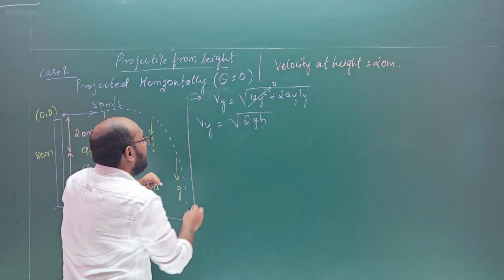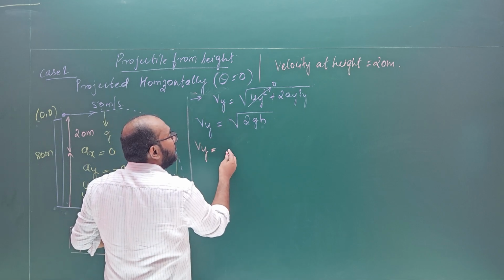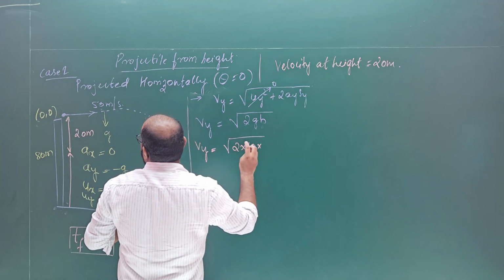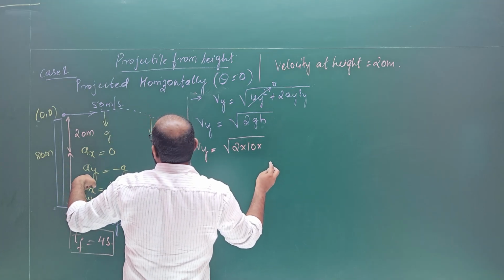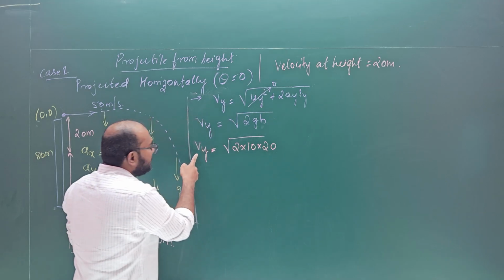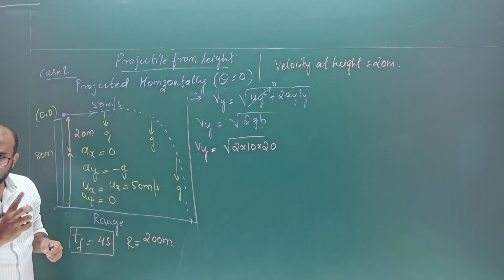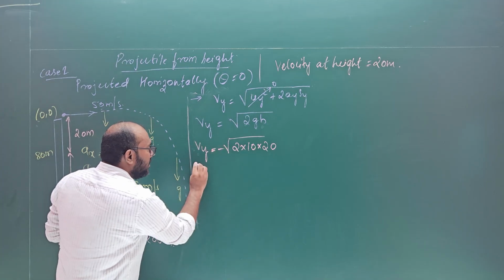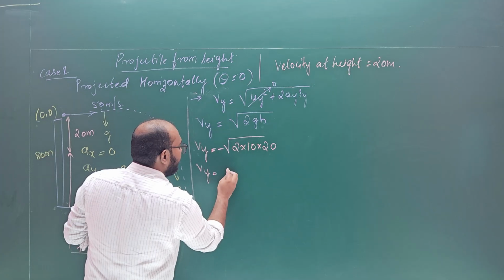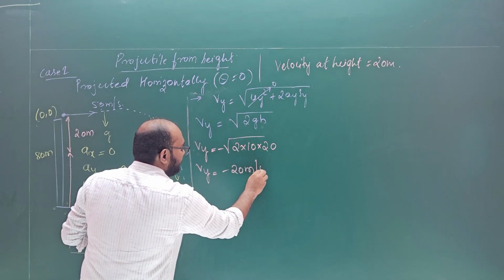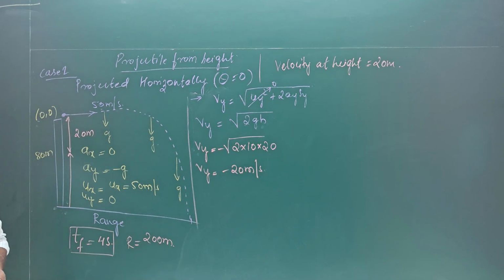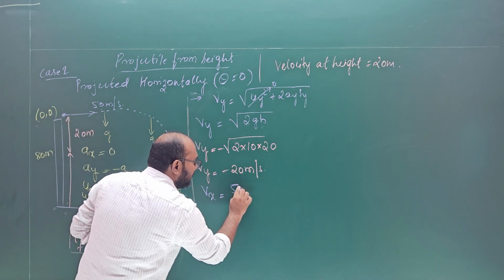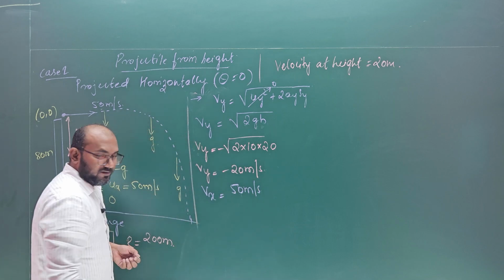Now, Vy is nothing but under the root of 2gh. That means 2 into 10 into the h value in the downward direction. Which value did I select? 20, right? So 20. What is this Vy? Is it in the downward direction or upward direction? Downward. So can I substitute negative here? Yes or no? So Vy is minus 20 meter per second. I got my point. Similarly, we can also write Vx. Vx is always the same, that is 50 meter per second. This value is unchanged always.